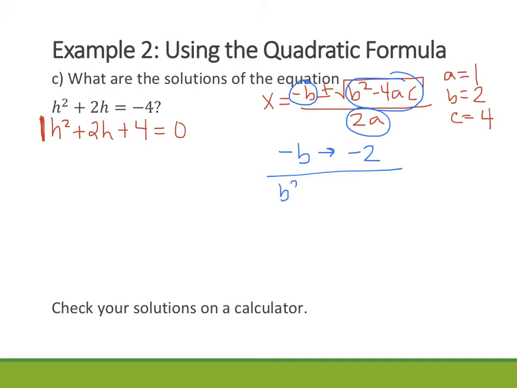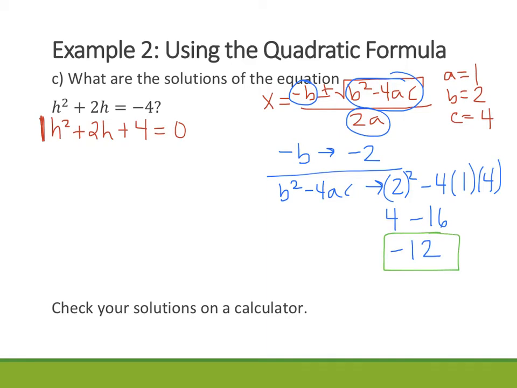B squared minus 4ac is going to be equal to 2 squared minus 4 times 1 times 4, which is going to be 4 minus 16, which is negative 12. Oh, well, notice what happened. When I did my discriminant, I found my discriminant turned out to be negative. Well, what does that mean?